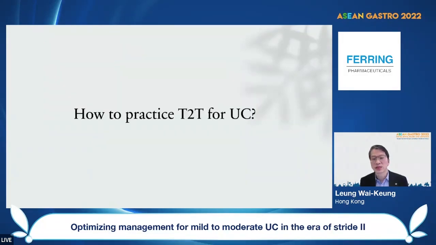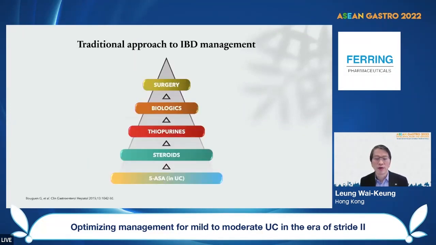So how to practice treat to target for ulcerative colitis in clinical practice? We are all very familiar with this treatment algorithm that we usually start with 5-ASA, particularly in UC, and if the patient fails to respond, we add on steroid or immunomodulators, particularly thiopurines, and then maybe we consider biologics.